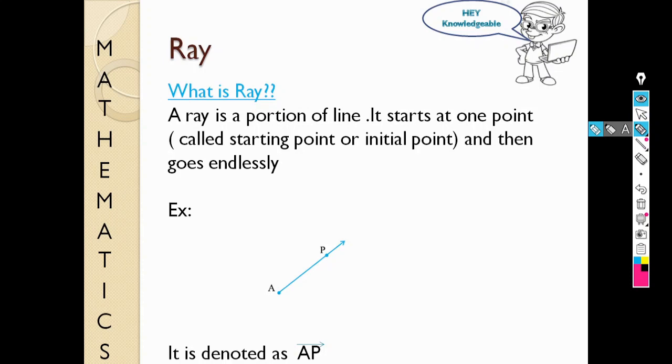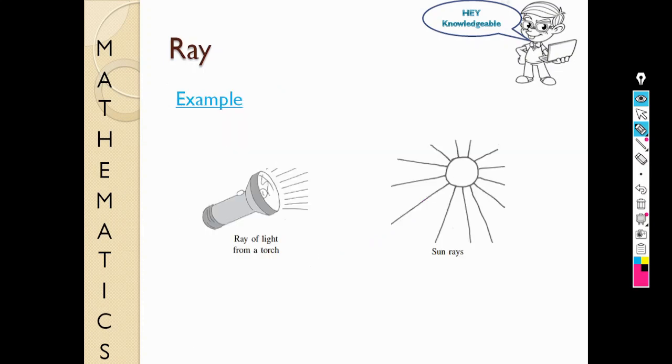Then coming to ray, a ray is a portion of a line. It starts at one point called the starting point or initial point and then goes endlessly. So this is an example of a ray and how it is denoted. It is denoted by AP and then having a bar with an arrow on one side only. Some examples of rays are rays of light from a torch. It will have a starting point and then there will be no end point. In the same way, the sun rays, which start at the sun and have no end point.